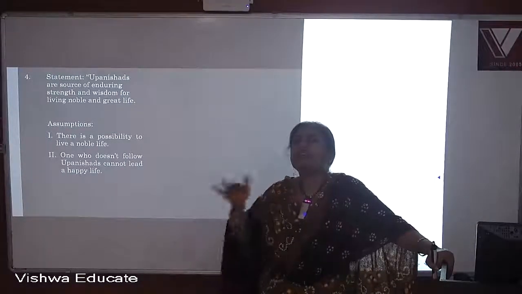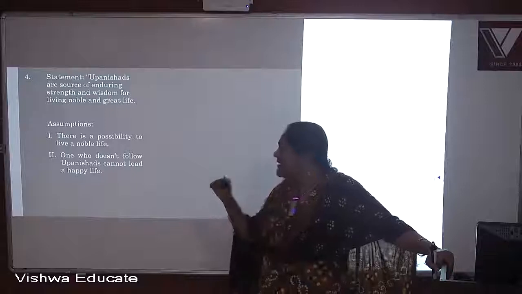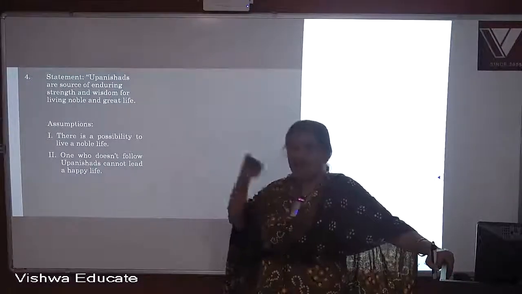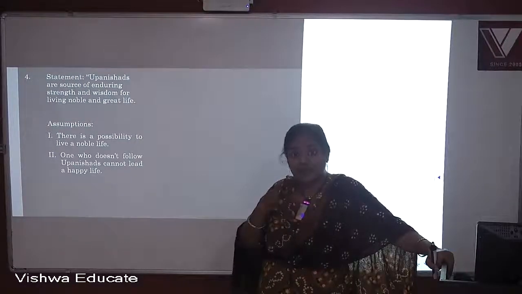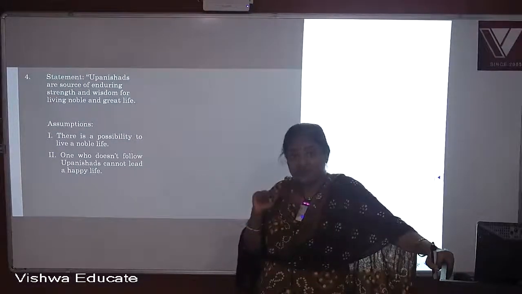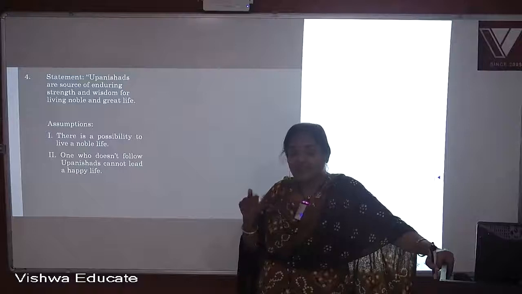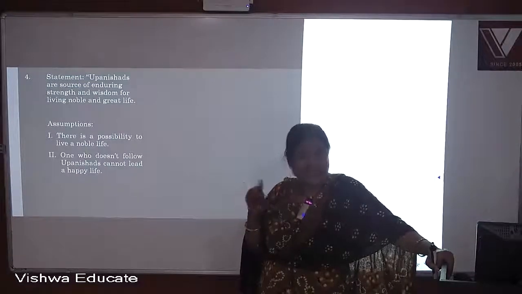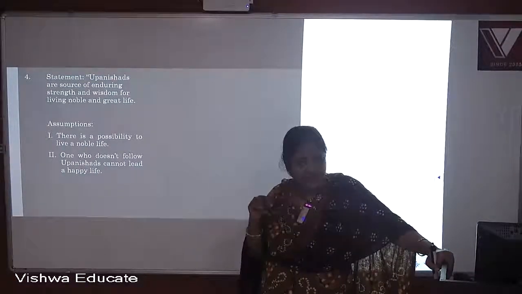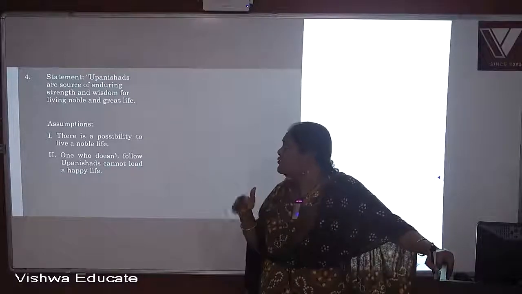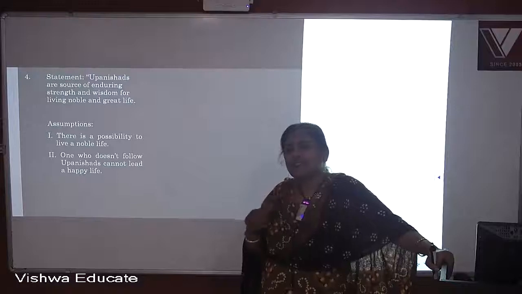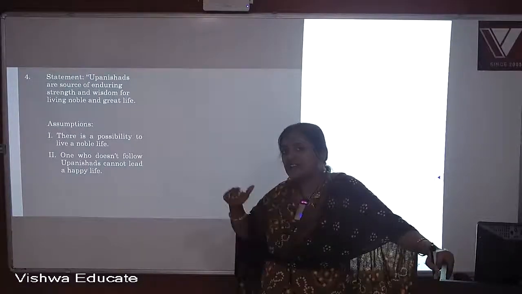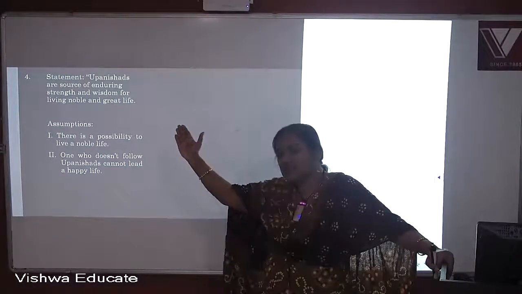Okay. Now let us negate it. There is no possibility to live a noble life. Negation, right? Because I told you, when you feel it is wrong, you have to prove it. And to prove it, you have to check two things. One is relevance, another is negation. So let us negate it first. There is no possibility to live a noble life. Now see, does this negation match with the statement?